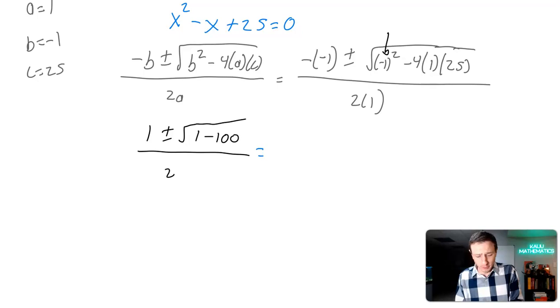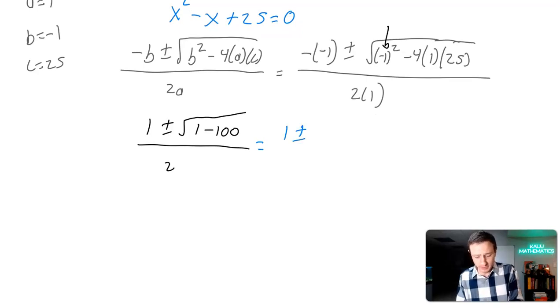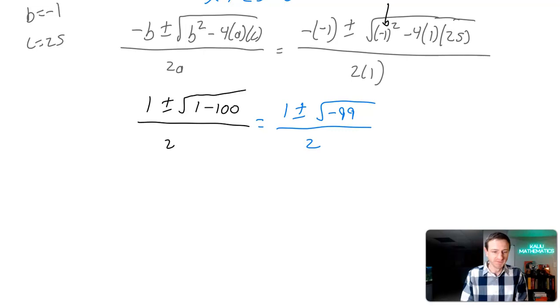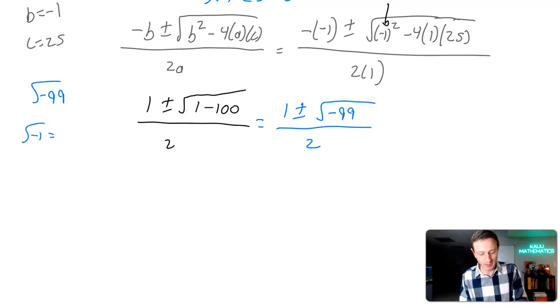On the inside of the radical, we have 1 minus 100, which is negative 99, all over 2. So 1 plus or minus the square root of negative 99, all over 2. This is going to be interesting. Two things. First of all, the negative. I'm going to pull out i. If I'm taking the square root of a negative 1, that is i. So I'm going to pull out i.